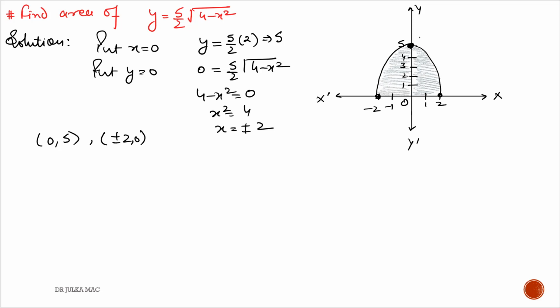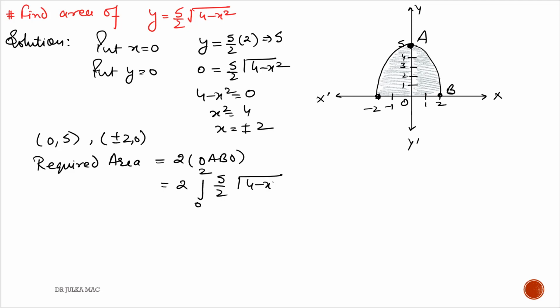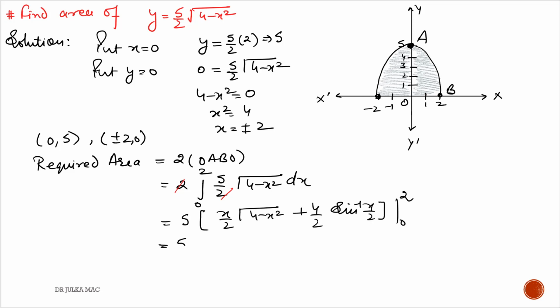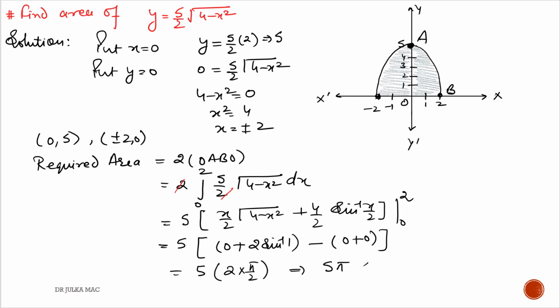Now the required area is twice of OABO, which equals twice of integration 0 to 2. Value of y is 5 by 2 root of 4 minus x square. 2 cancels by 2. Take 5 outside. And now the integration of root of 4 minus x square is x by 2 root of 4 minus x square plus 4 by 2 sine inverse x by 2. And the limit is 0 to 2. After putting the upper and the lower limit, we will get the answer 5 pi square units.